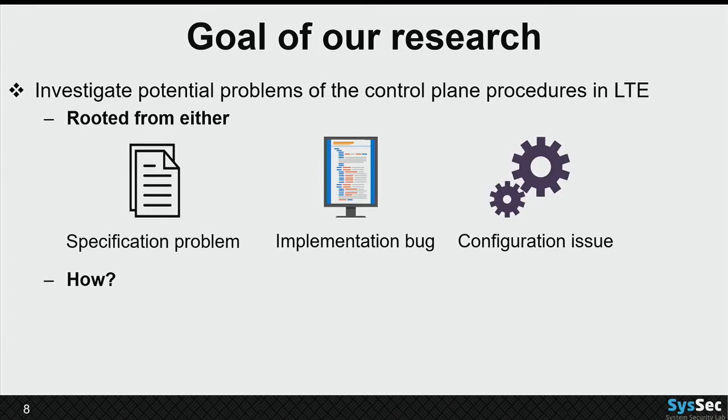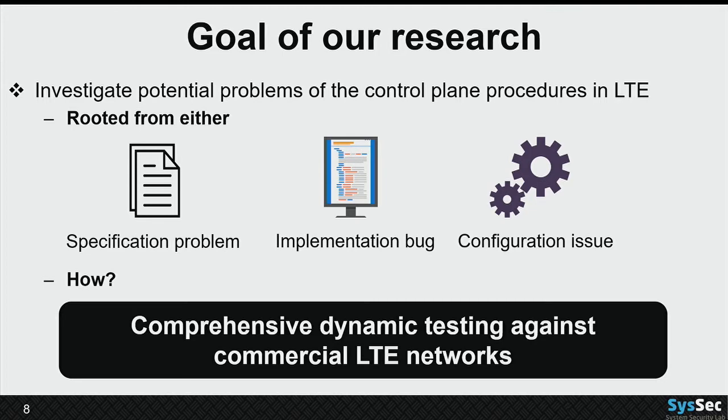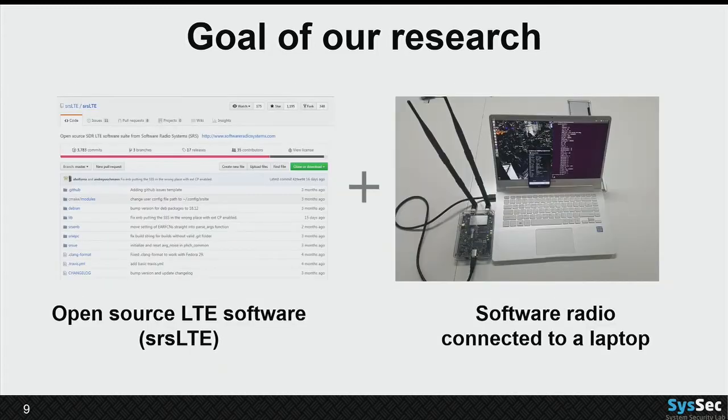With these insights, we got a strong motivation to investigate the potential security problems of the LTE control plane. To find specification problems, implementation bugs, or configuration issues, we decided to adopt a dynamic testing method against commercial LTE networks. This can be done by using an open source LTE software and a software radio device connected to a laptop.